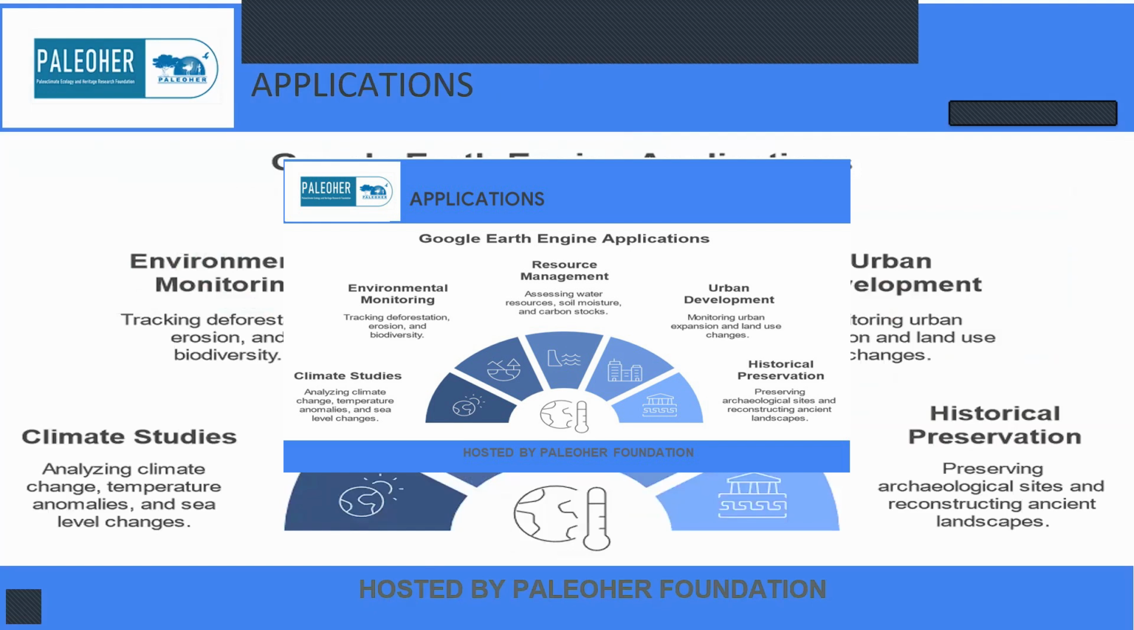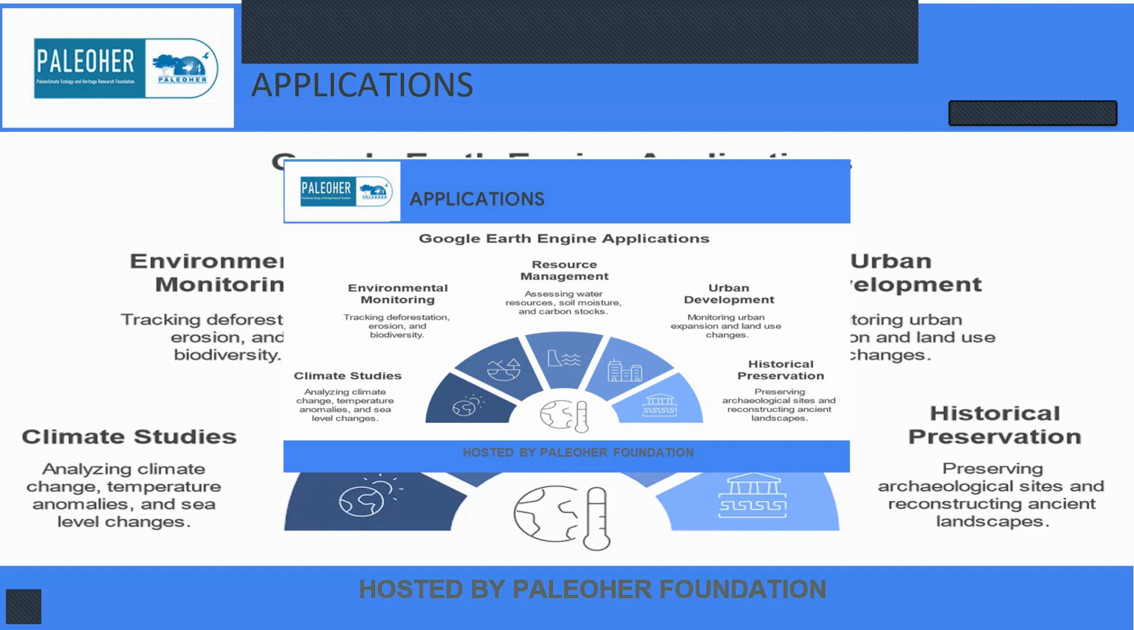So now we will see the applications of the Google Earth Engine. Mostly it is used in climate studies. It is used in analyzing climate change, temperature anomalies, and sea level changes. It is used in environmental monitoring for tracking deforestation, erosion, biodiversity. It is also used in resource management for accessing water resources, soil moisture, carbon stocks, for urban development.